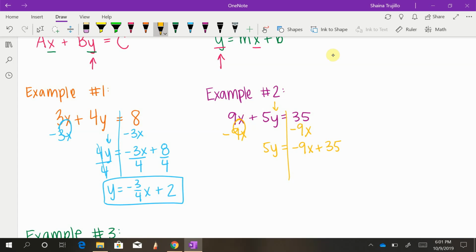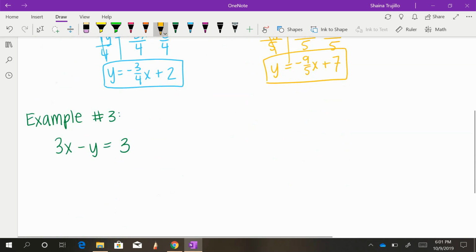Okay, now I want to, remember, completely isolate this variable. So now I'm going to divide by anything attached to it, which happens to be a 5. What I do to one side, I also have to do to the other. I can write this as the whole thing over 5, but I really want to simplify everything and make sure it's in my simplest form. So I'm going to separately divide each term by 5. So now I have y equals negative 9/5 x plus 35 divided by 5 can simplify down to 7.